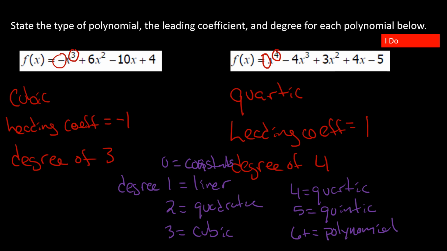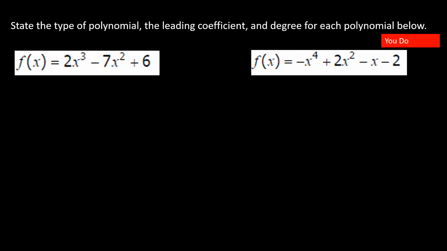All right, so let's go ahead and move on to the next problem. This is going to be yours, so you're going to want to make sure that you identify first the degree. That degree will tell you what type of polynomial this is. You then want to identify the leading coefficient, and then lastly, just restate that degree. Okay, let's go ahead and move on.